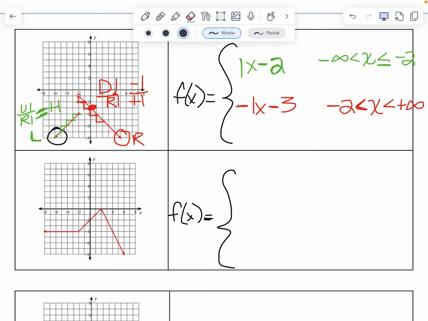Notes on writing piecewise functions from a graph. We know that we see three pieces here, and we see that our first piece is constant, our second piece is increasing, and then our last piece, of course, is decreasing.